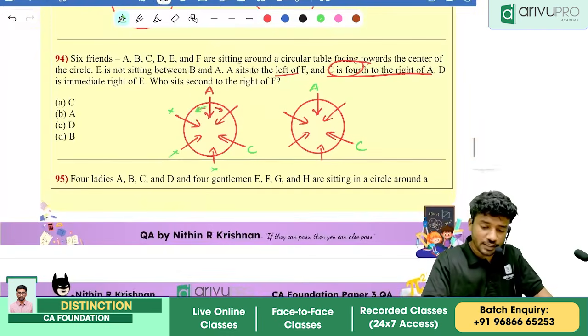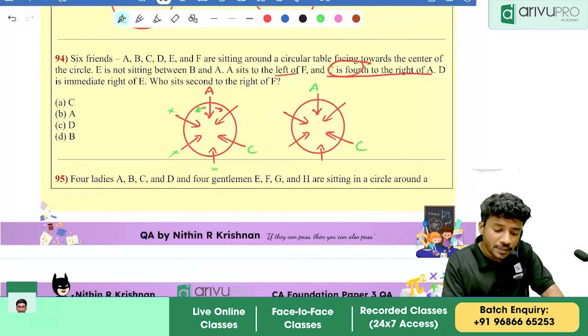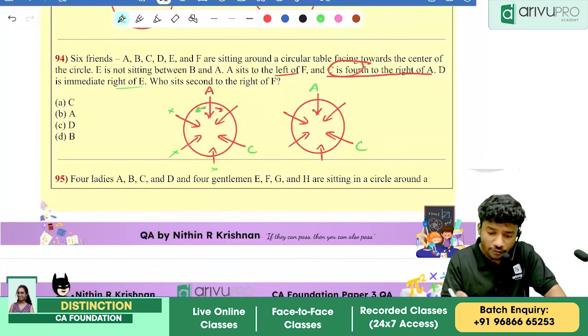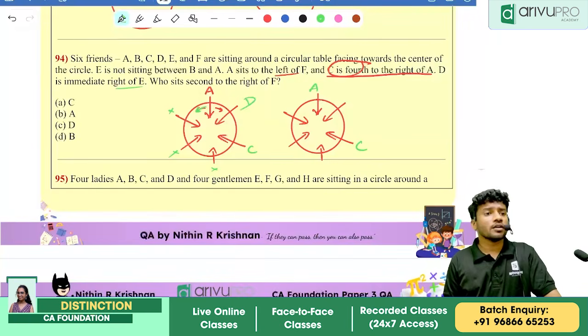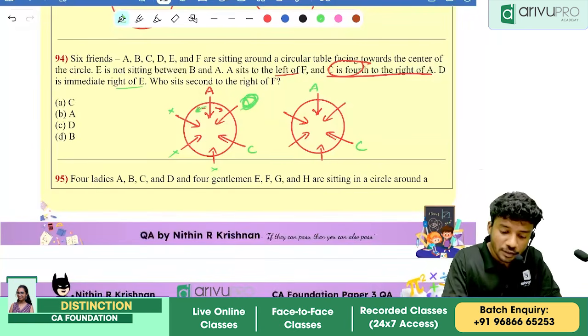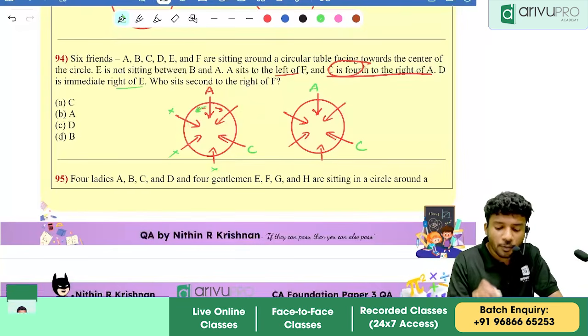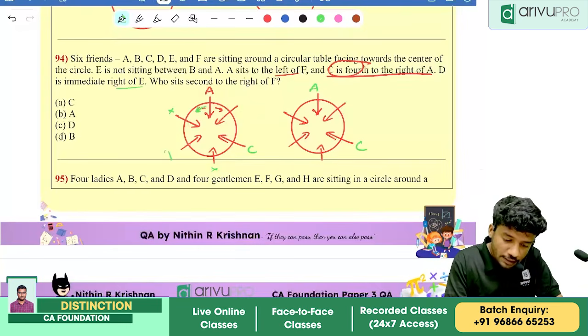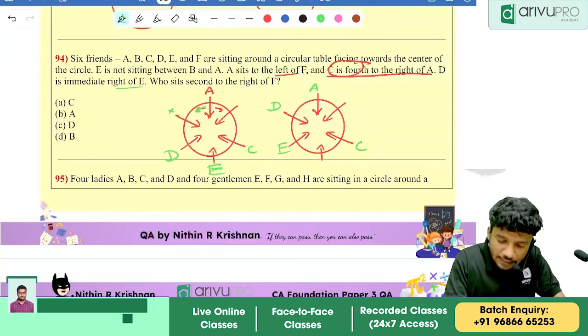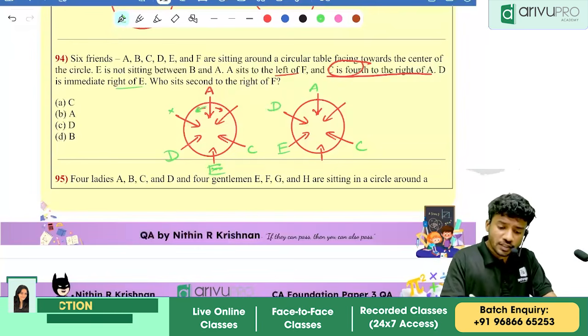Okay. Then what is given down? D is immediate right of E. Do you have E over here? No. But can D sit over here? No. D is immediate right of E. Then what are the possible positions of D and E? Either it will be what? DE or it will be what? DE. Now one more thing is given in the question.